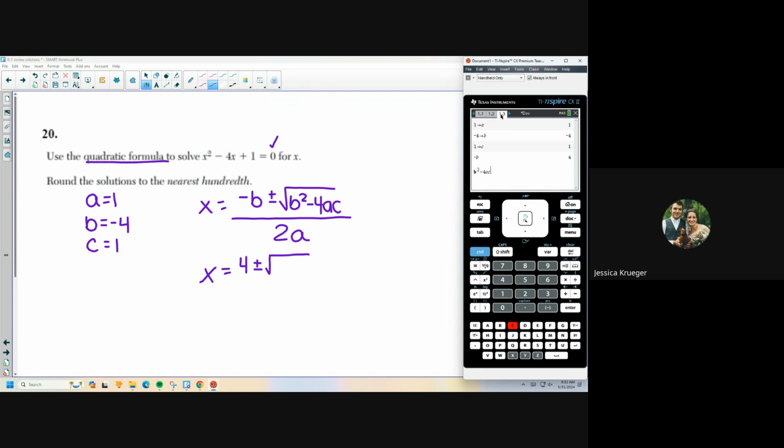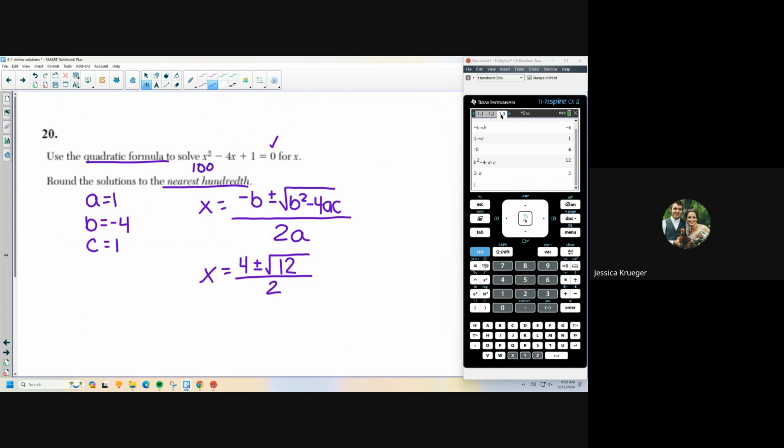And at this point, Trevor would say to me, wait. You've got to put multiplication between those. And he would be correct. So 4 plus or minus the square root of 12 over 2a is 2. Now, it says round to the nearest hundredth.